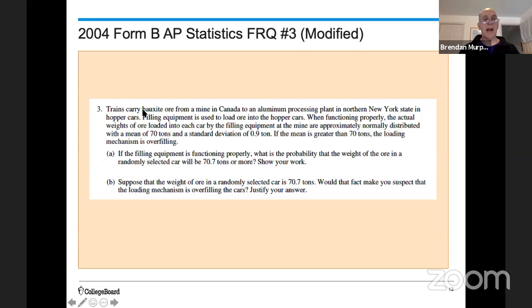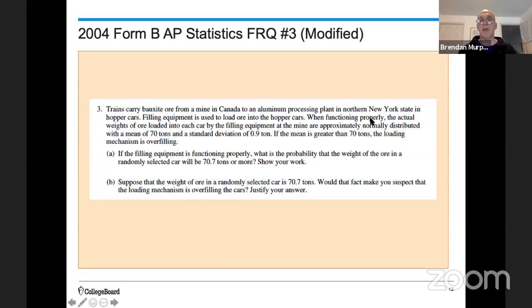So trains carrying bauxite ore from a mine in Canada to an aluminum processing plant in northern New York State in hopper cars. Okay, I envision a big railroad car train. Filling equipment is used to load ore into the hopper cars. Okay, car pulls in, they drop a bunch of bauxite ore into it, pulls forward, they keep doing it. I'm just envisioning in my own mind what's happening.